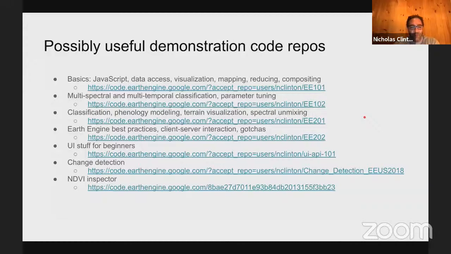And a bunch of code repos that are not in the docs, but I'm just putting them here. EarthEngine 101 is basically what we teach in our introductory workshop. EarthEngine 102 is about scaling your algorithms. This is a multi-temporal classification. EarthEngine 201 is sort of more advanced remote sensing concepts applied in EarthEngine. EarthEngine 202 is best practices. Here's some UI stuff, some change detection stuff, and the code that made that NDVI inspector app that I showed you previously. So feel free to check out these examples if you want.